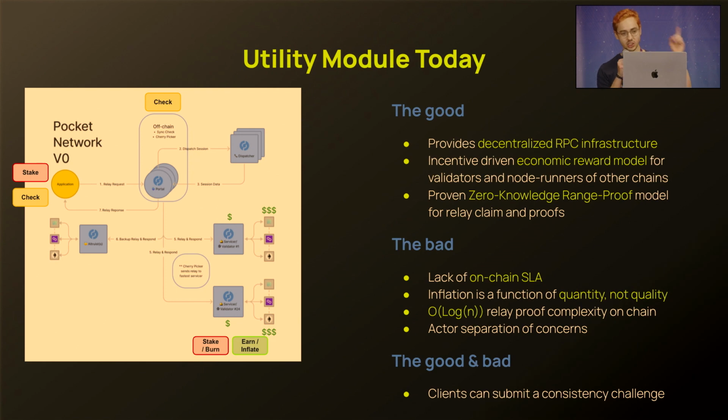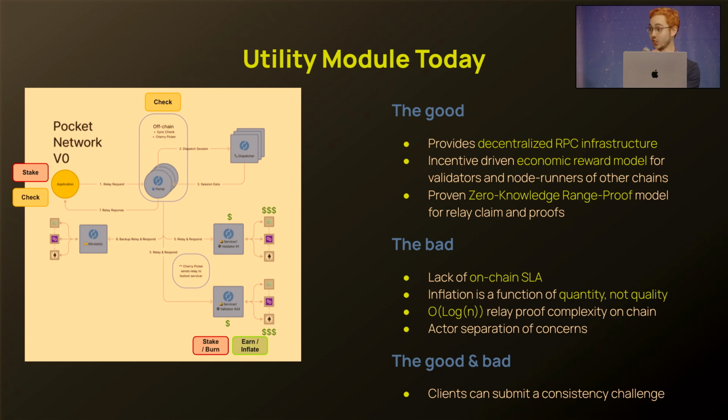Now, jumping quickly into our utility module, there's a lot going on in this slide, but what I want to say is that the way things work right now is that you have a Pocket validator or servicer, which essentially relays requests from the application to the respective blockchain that they're hosting. What this does is it solves the problem. You have a decentralized RPC infrastructure.